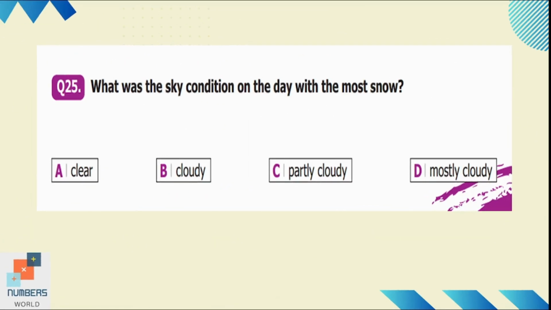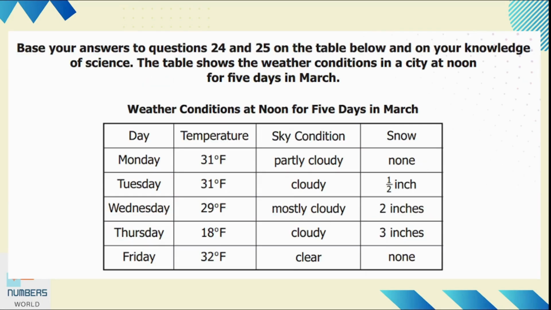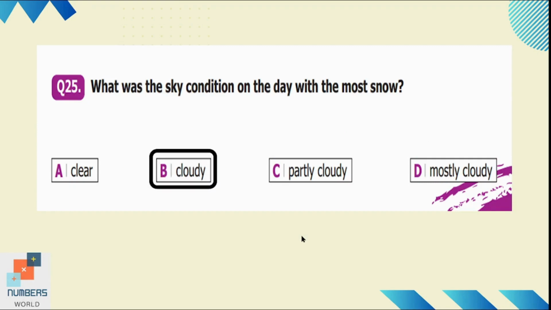Question number 25. What was the sky condition on the day with the most snow? Option A, clear. B, cloudy. C, partly cloudy. D, mostly cloudy. So when the snow is maximum like 3 inches, the sky condition is cloudy. So option B is the correct option here.